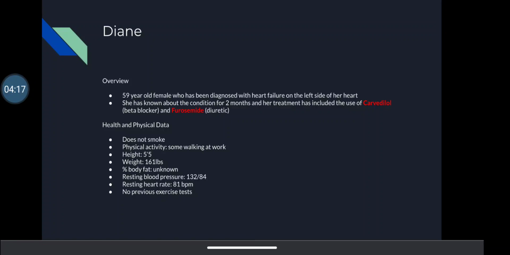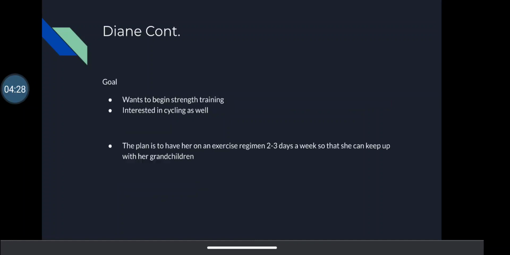She's got a 132/84 resting blood pressure. Her heart rate is 81 beats per minute, but she has not gone through any previous exercise test. Her goal is that she wants to begin strength training, and she's also interested in cycling, so some really good cardio. So the plan is to have her on an exercise regimen 2 to 3 days a week, especially so she can keep up with her grandchildren.